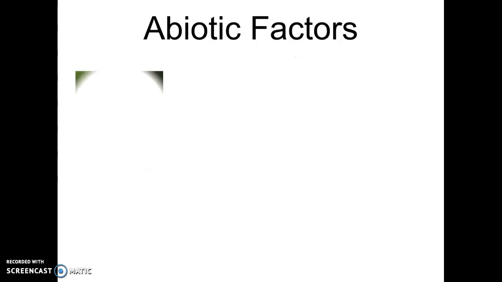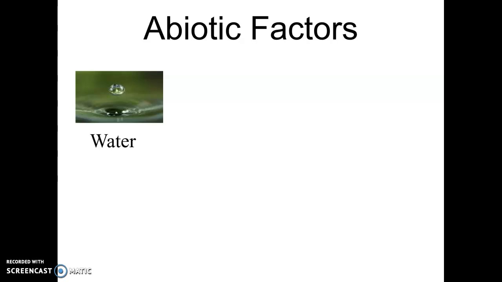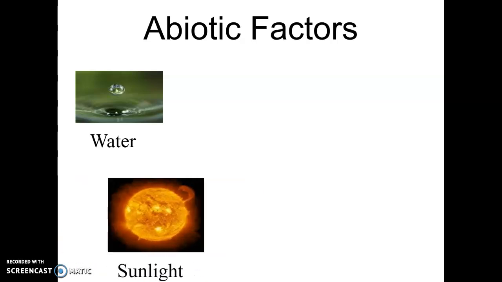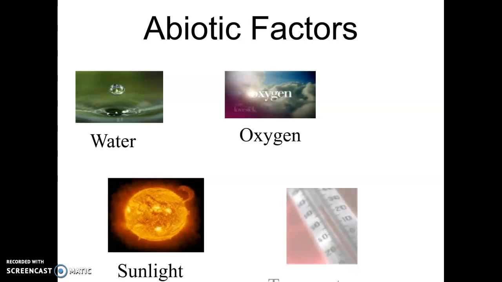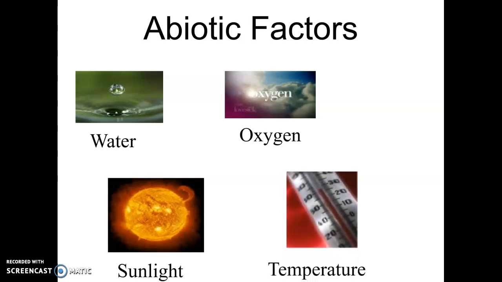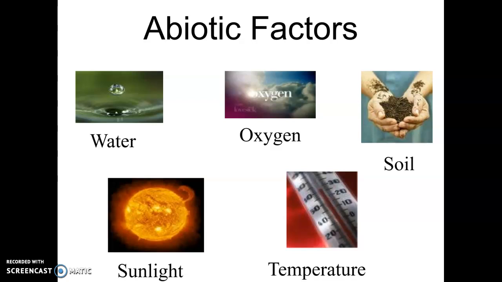Some abiotic factor examples are, obviously, water, sunlight, which is very important especially for plants, oxygen, and any gases in the atmosphere. Temperature would also be an abiotic factor, as well as the soil. There might be living things in the soil, but the soil itself is not living.